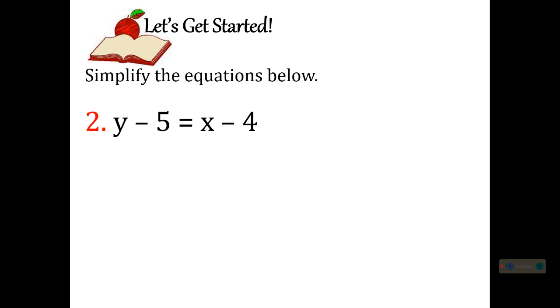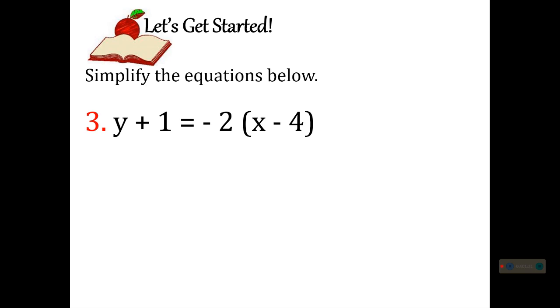Next, number 2, we have y minus 5 equals x minus 4. So this time, you are going to use the addition property. So you will have here y equals x minus 4 plus 5. Then continue solving. Negative 4 plus 5 is positive 1. So our equation is y equals x plus 1.